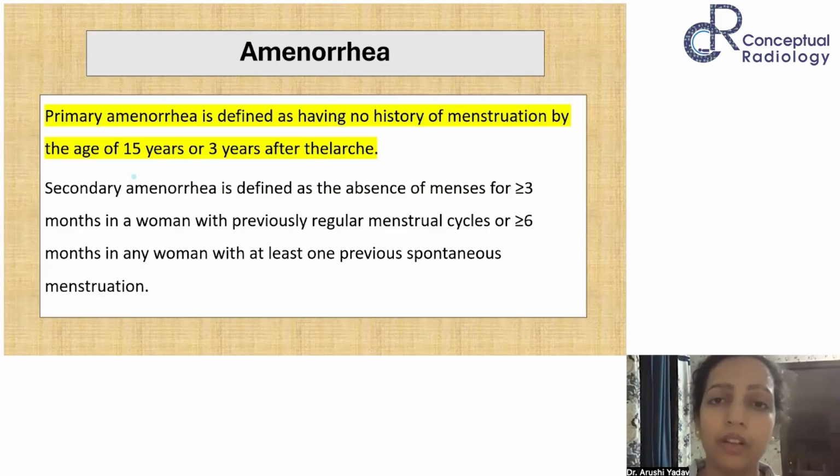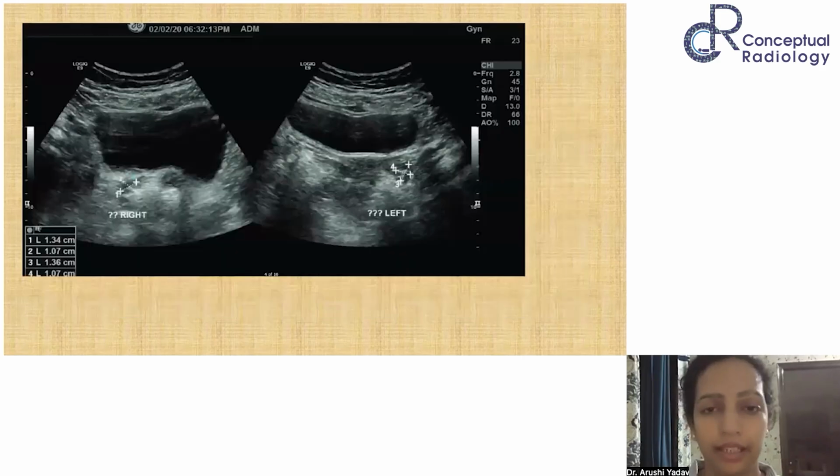So maybe for irregular cycles, you can consider 6 months. Or if the patient comes and says, I was having regular cycles, but since 3 months I've not had them, then it goes into the category of secondary amenorrhea. Right. So the case scenario that we are talking about is a primary amenorrhea. Correct. So now let's move ahead. We do an ultrasound and we see these tiny structures, right? So what are we looking at?